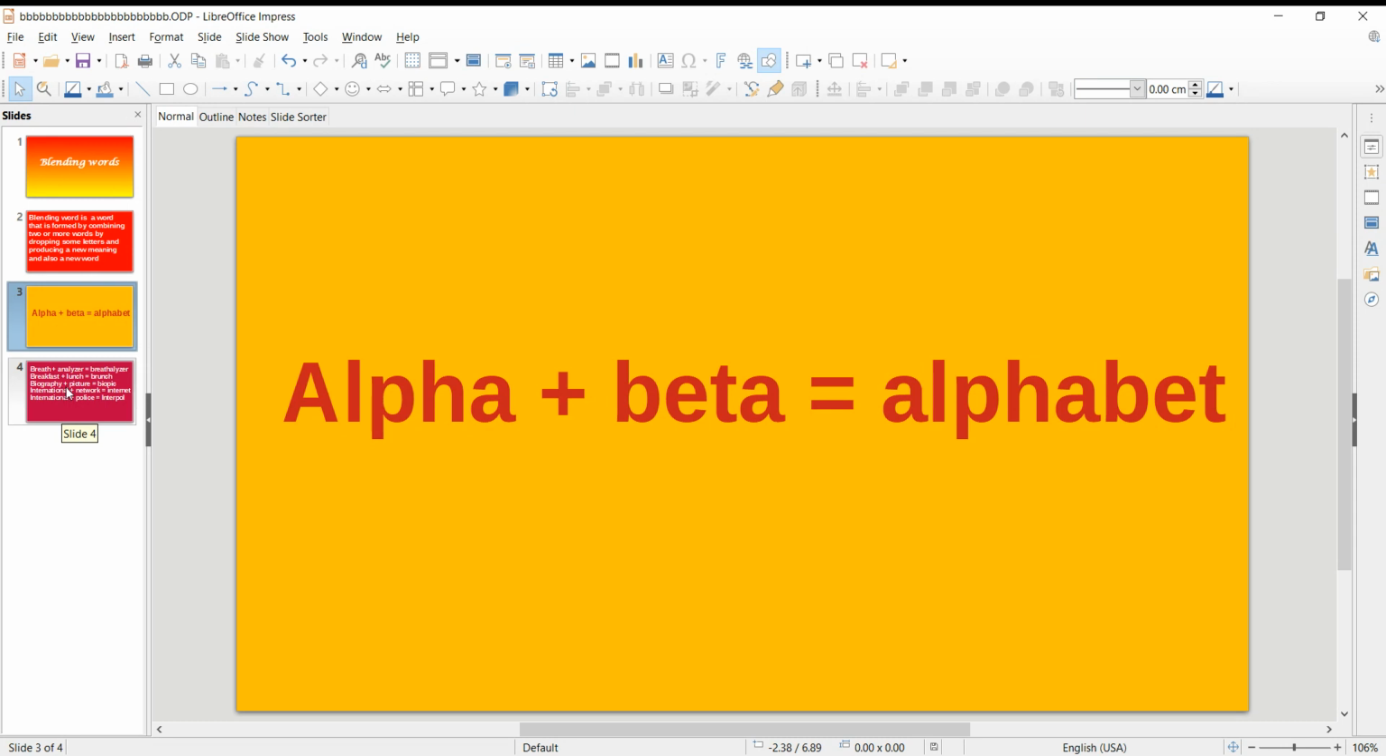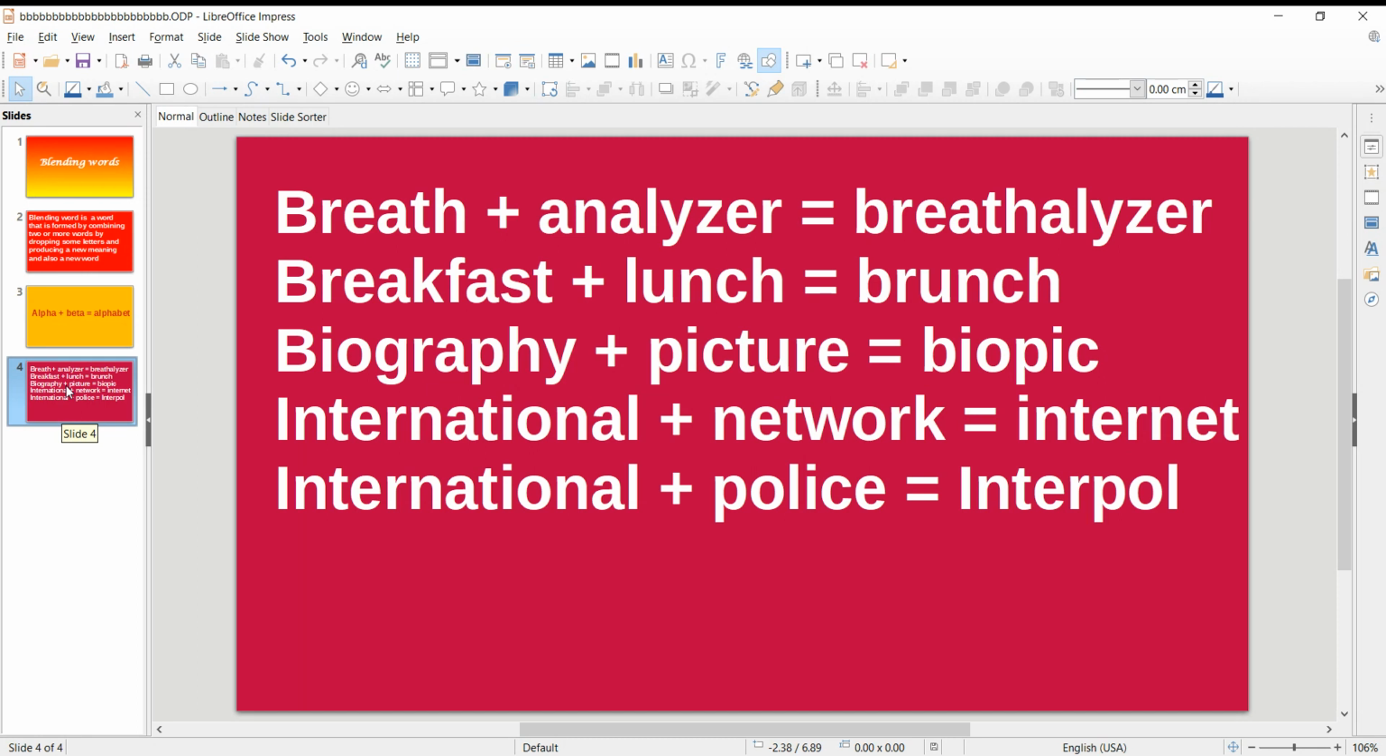More examples: breath plus analyzer, breathalyzer. Breakfast plus lunch, brunch. Biography plus picture, biopic. International plus network, internet. International plus police, Interpol.